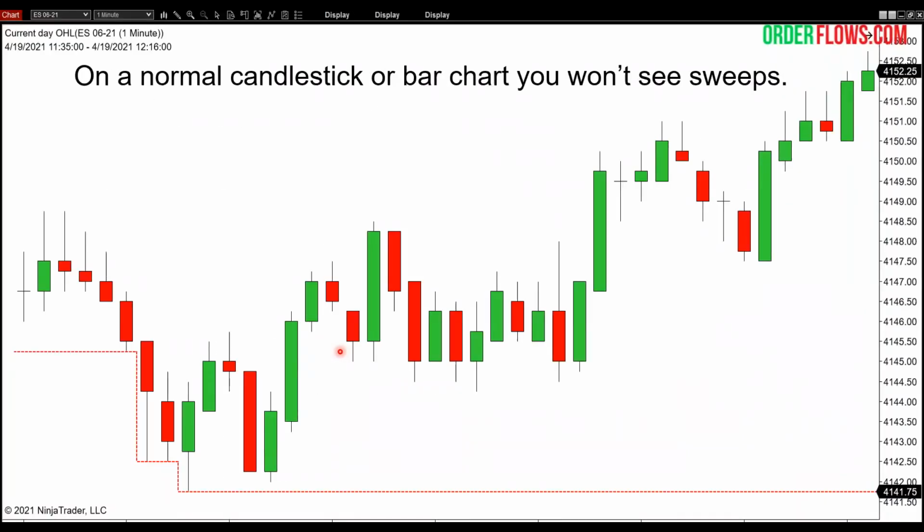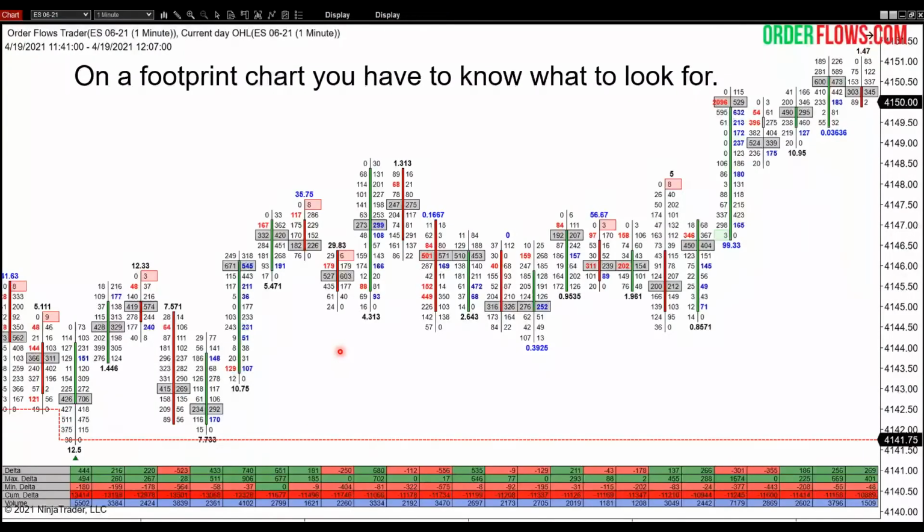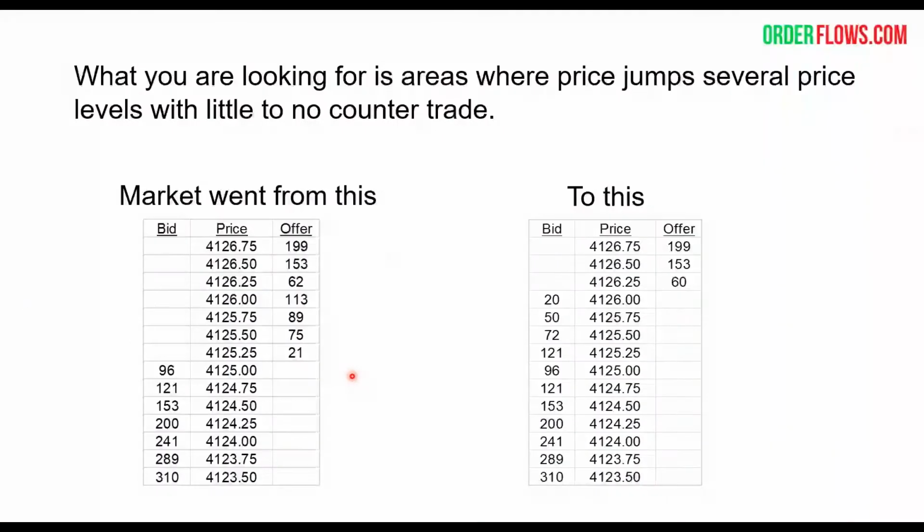And again, on a normal candlestick or bar chart, you're not going to know where sweeps occur. On a footprint chart, if you know what to look for, now I know where there are sweeps on here. I can see there's probably a sweep right in here. Obviously a sweep up here. But again, you have to know what to look for in the market and in the order flow. And that's why I do these trainings, to instruct you.